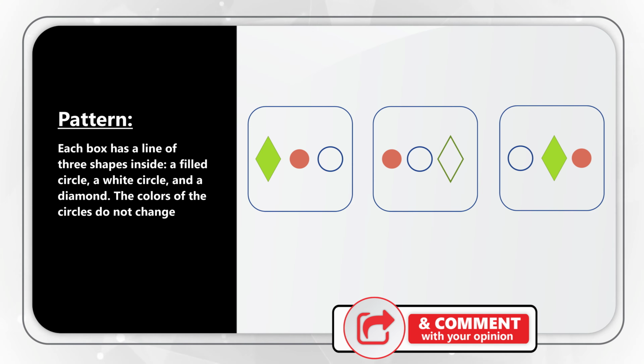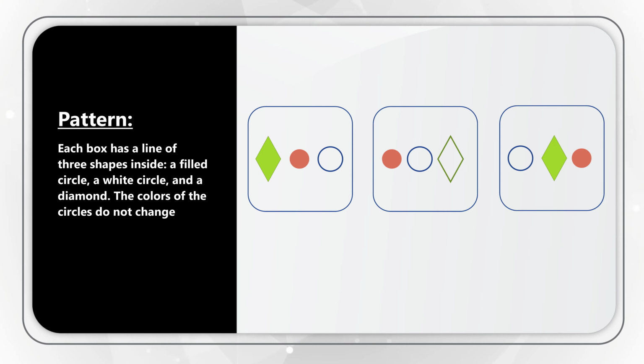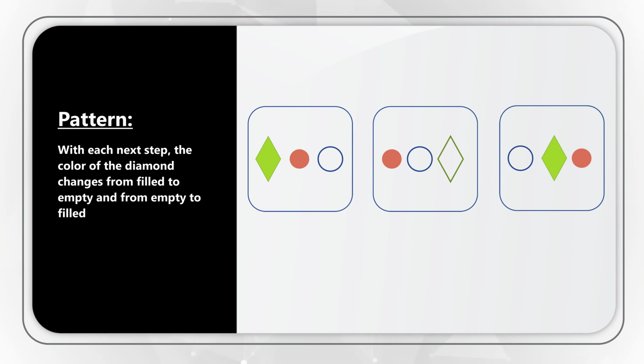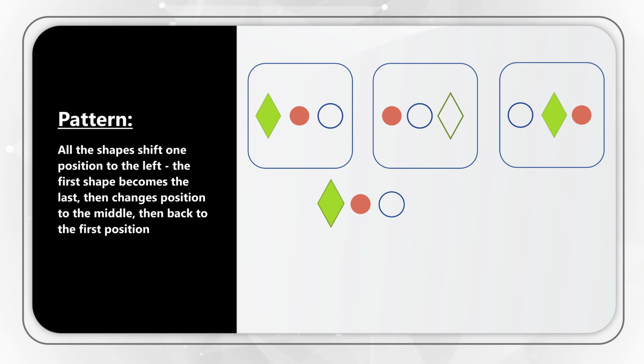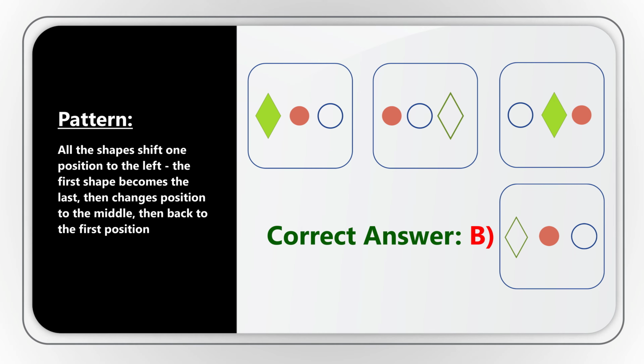You can also notice that there are 3 different shapes inside the boxes: a filled circle, a white circle, and a diamond. Another important consideration is that the colors of the circles do not change. But unlike colors of the circles, the color of the diamond changes from filled to empty and then from empty to filled. You can also notice that all shapes shift 1 position to the left. The first shape becomes the last, then changes position to the middle, and then back to the first position. Now, as you learned about the pattern, you can calculate that the answer here is choice B. Hopefully you've nailed this question on your own and now know how to answer similar problems on the test.